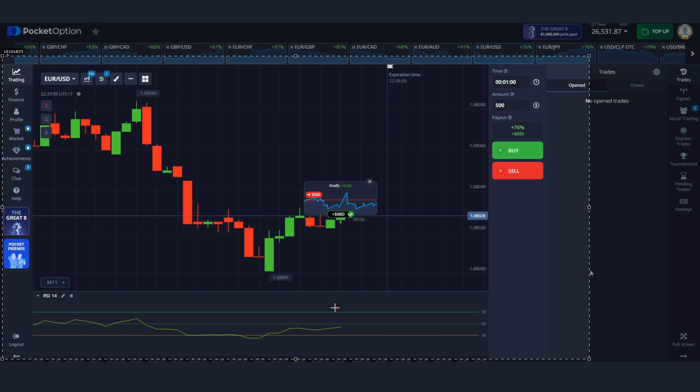The most important thing is not to work in zones that are above 70 and below 30. If the indicator value is in the middle zone from 30 to 70, then we confidently open our trades. If it's above or below, then we do not open those trades.